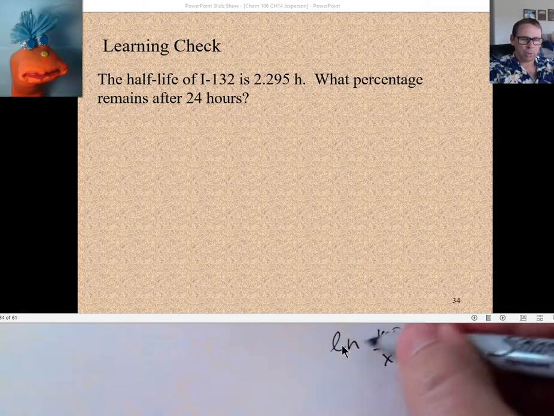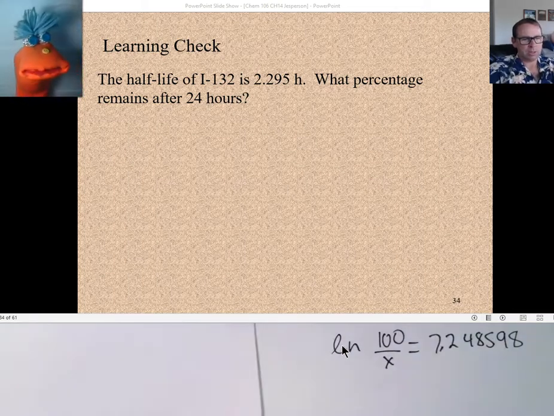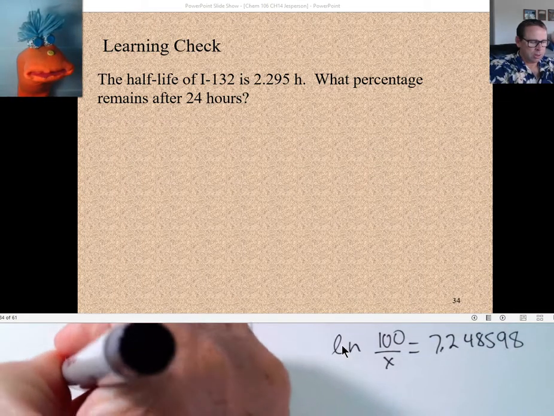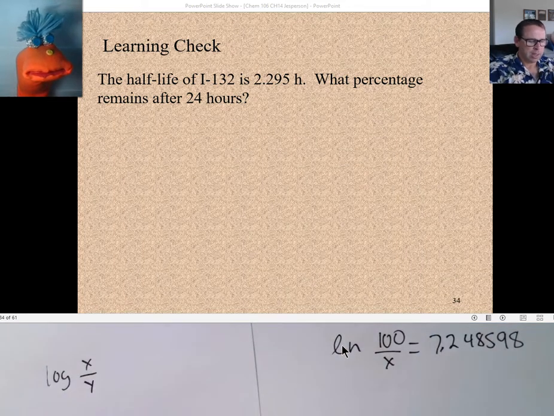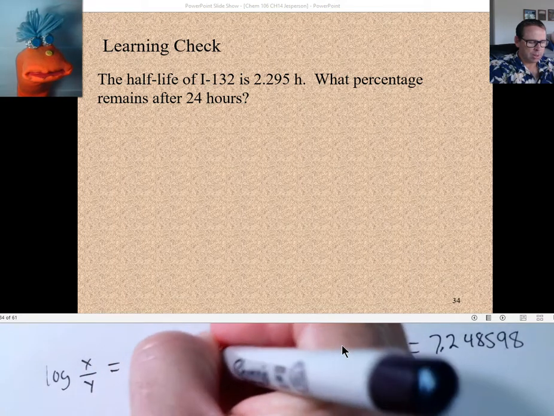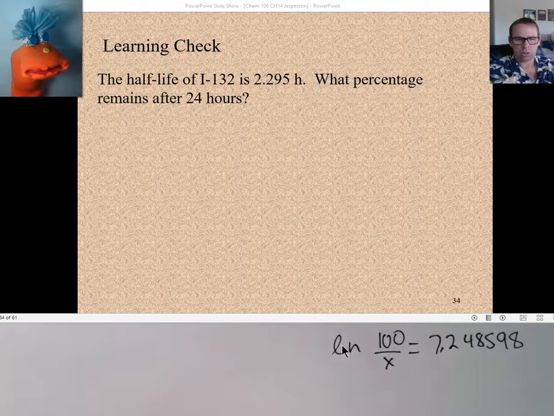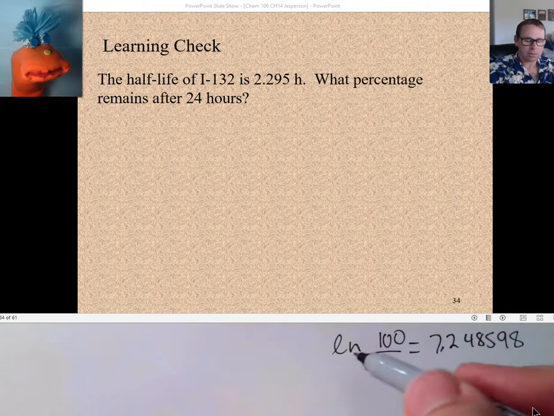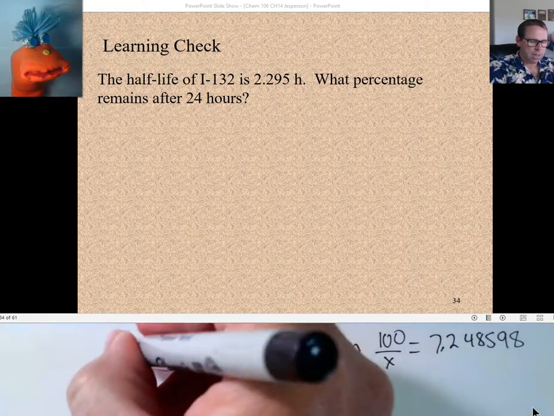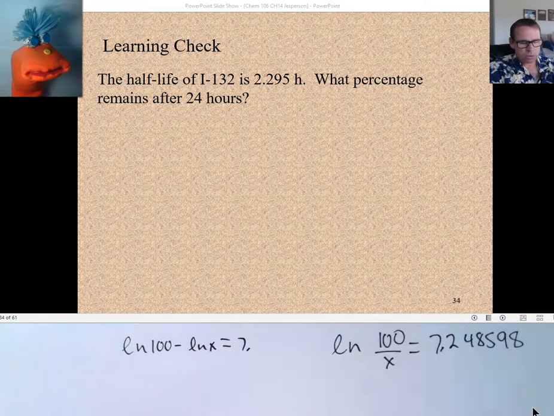All right. I'll bring over a little scratch piece of paper to write this on. If we have the log of x over y, then that can be rewritten as the log of x minus the log of y. Do you remember that? Not really, but now I got it. Okay, so natural log is just log base e instead of log base 10. So I can rewrite this as the natural log of 100 minus the natural log of x equals 7.25.